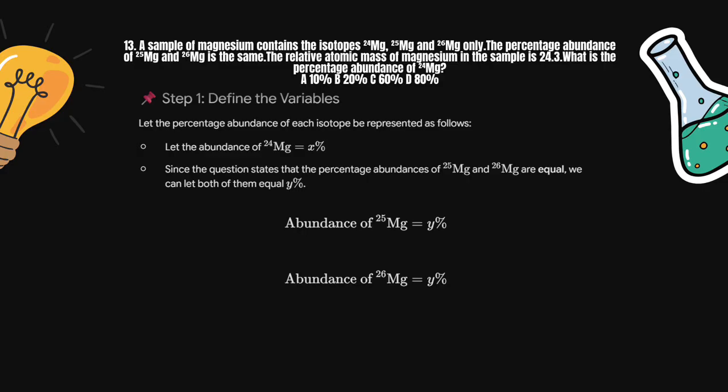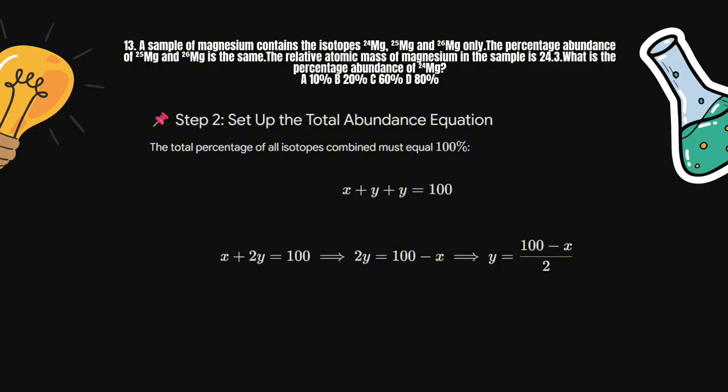Step 1. Let's define our variables to make the math easier to handle. We will let the abundance of magnesium 24 be x%. Since the problem states that the abundance of magnesium 25 and 26 are equal, we can represent both of them using the same variable, y%. Remember that the total percentage of all isotopes combined must always equal 100%. So x plus y plus y equals 100. This simplifies to x plus 2y equals 100. If we rearrange this to solve for y, we get y equals (100 minus x) all divided by 2.